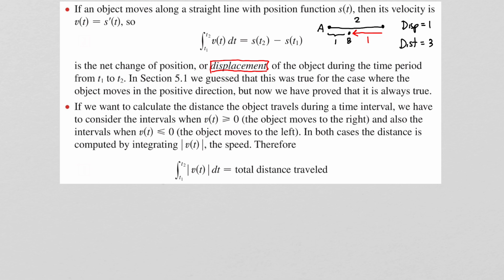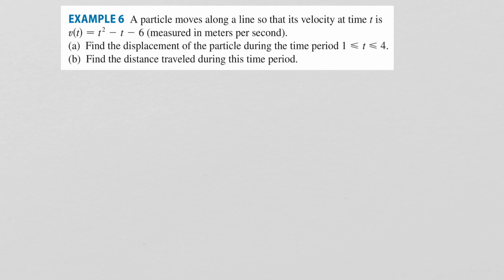And the distance traveled is harder to compute. So I will just tell you now, this is more difficult. And it's because integrating an absolute value requires more work. Let's take a look at an example. So here we have a particle that moves along a line so that its velocity at time t is given by this function, measured in meters per second. First, we want to find the displacement of the particle during the time period t from 1 to 4.